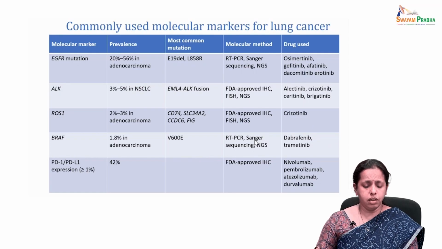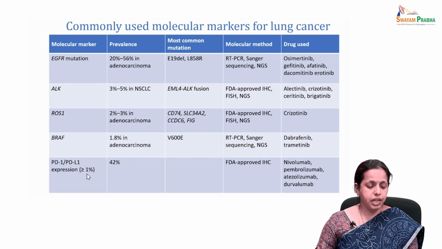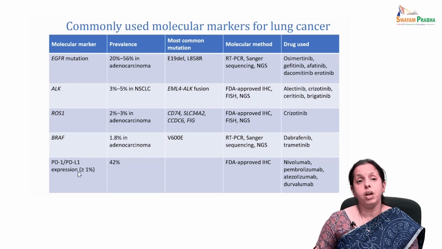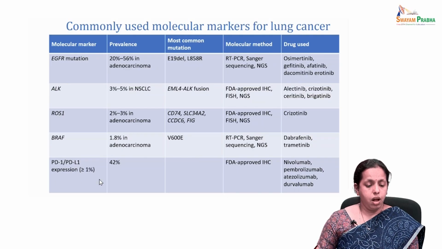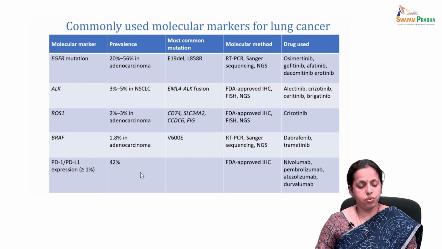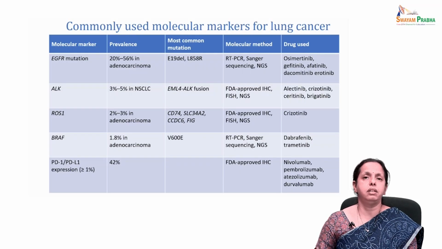Different drugs are available for BRAF also, and then the PD-1 and PD-L1 expression are also now gaining a lot of popularity for treatment. They are prevalent in 42% of lung cancer patients, and for them they have different drugs.